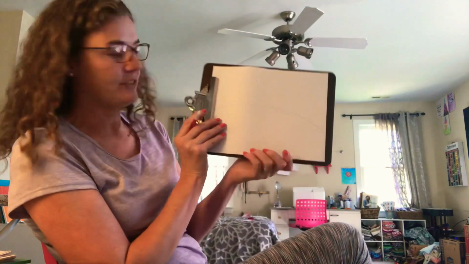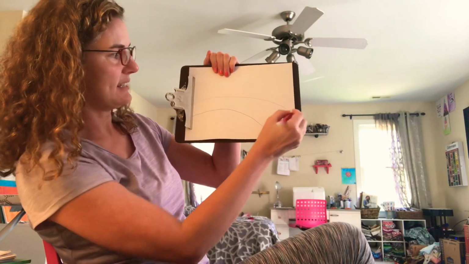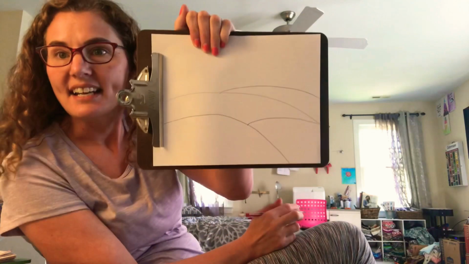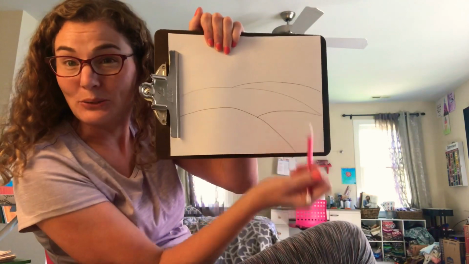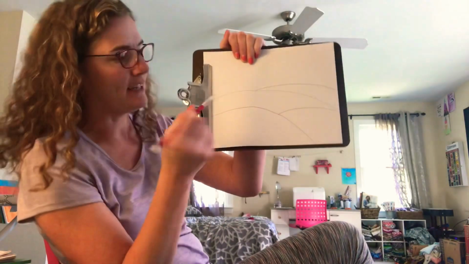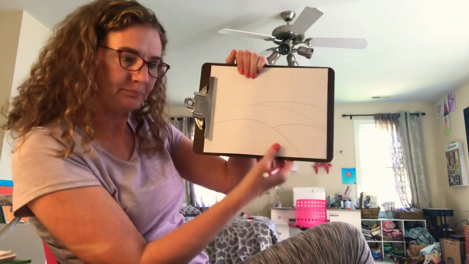There's the curved line. Now I want to make it look like some hills. So I'm going to add some smaller curves that touch like that. Look at that. Does that look like rolling hills? And those are just, oops, excuse me, goofy. Those are just curved lines.